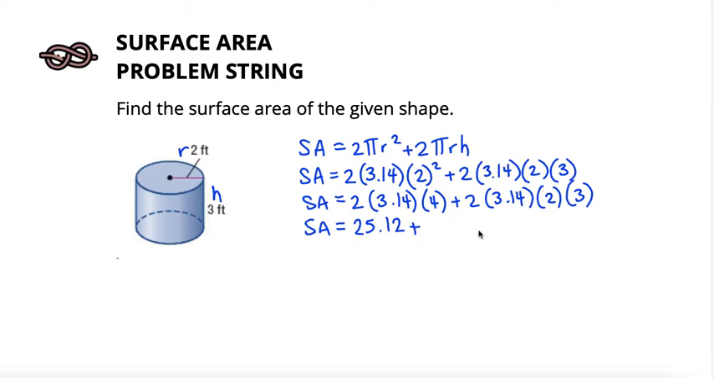And again, just using my calculator, I get 37.68. And then the last step would be to add those together. So 25.12 plus 37.68 is 62.8, and my units are feet squared.